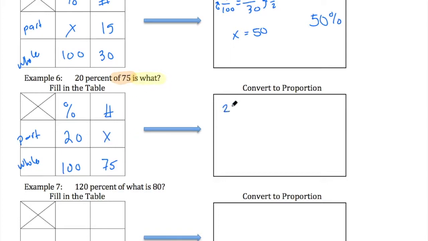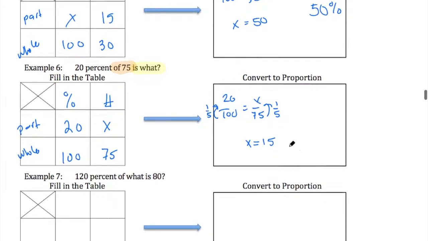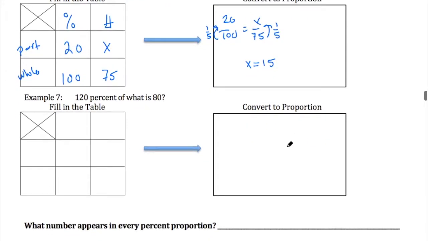X. All right, 20 over 100 equals X over 75. Here we could use a vertical scale factor of 1/5. Great, and when we divide 75 by 5 or multiply by 1/5, we get X is equal to 15. All right, so 15 is our answer. So we'd say 15 is 20% of 75. Great.